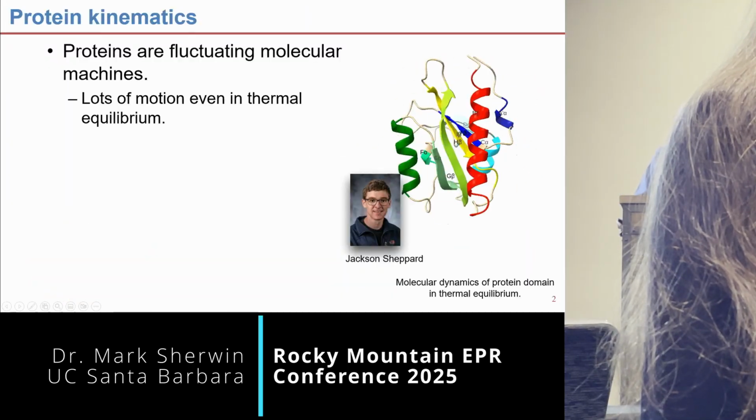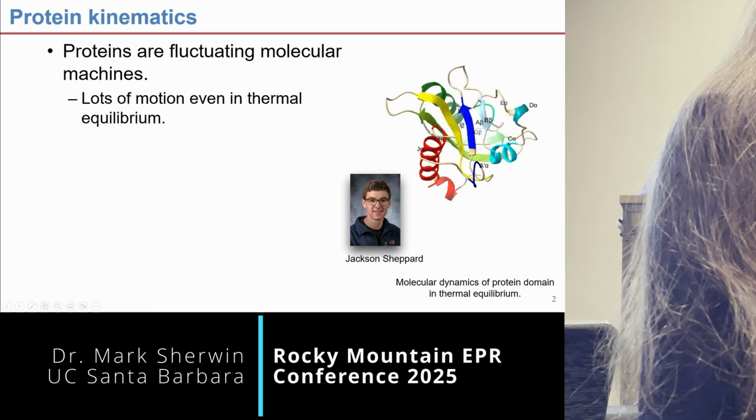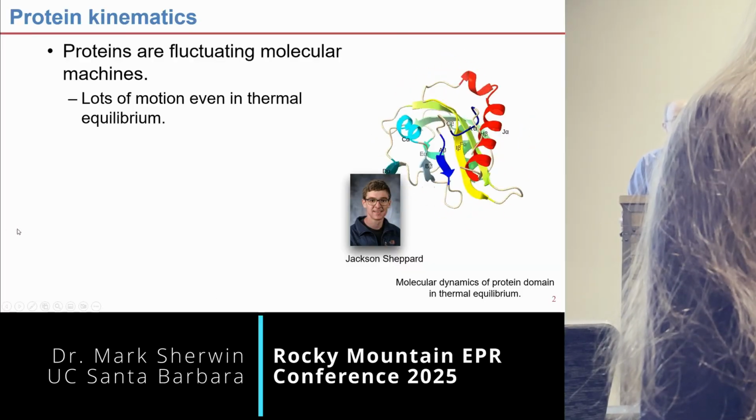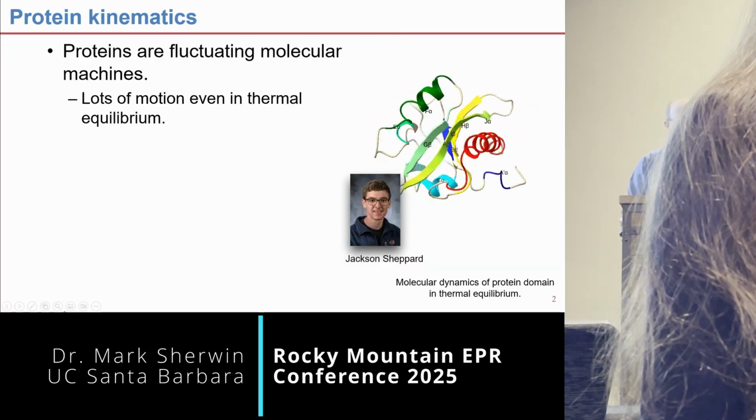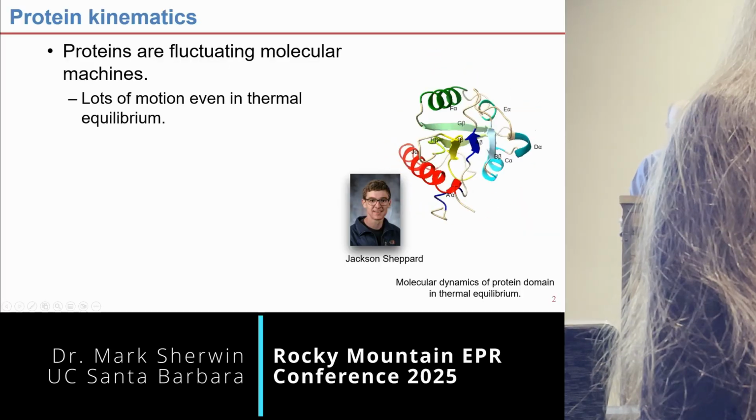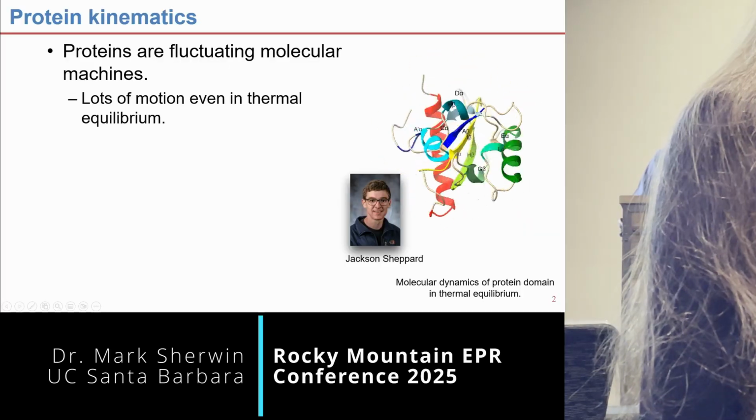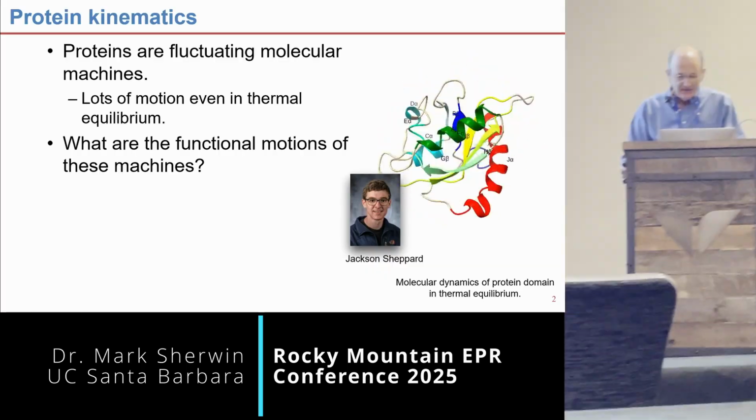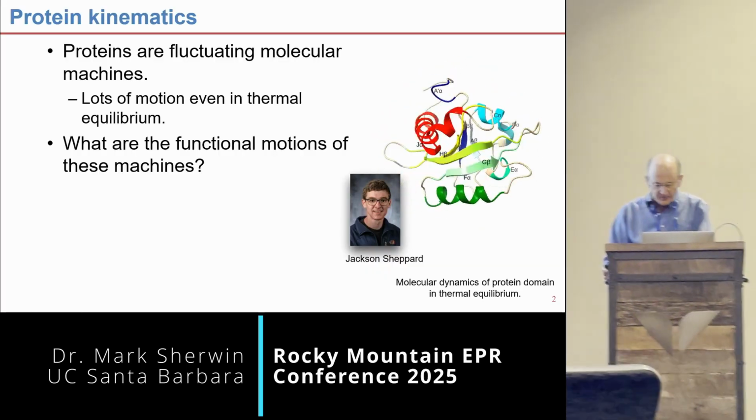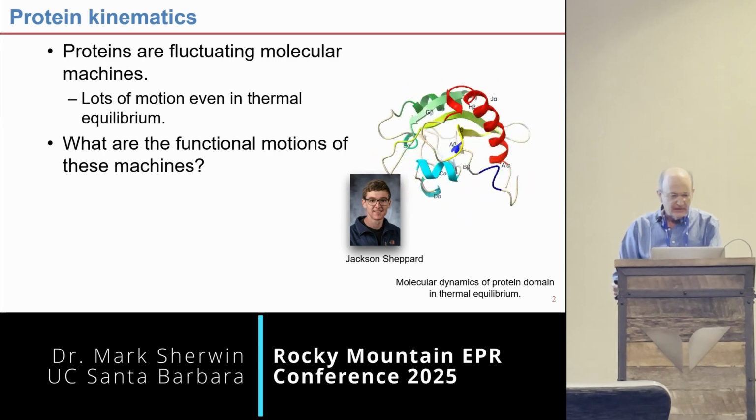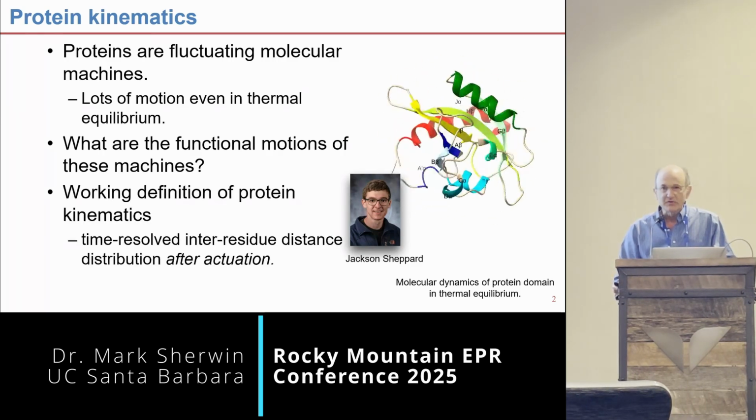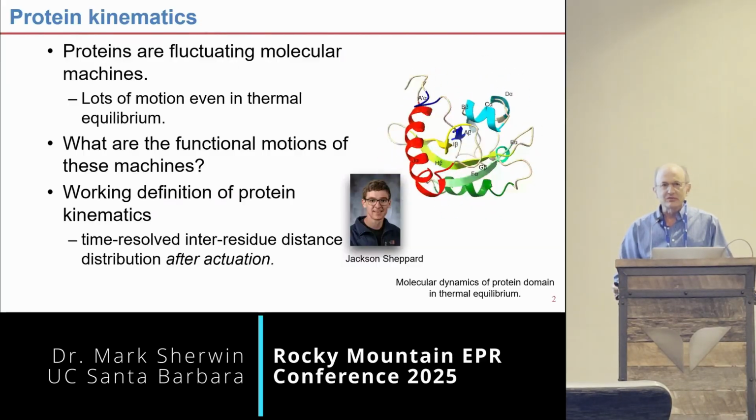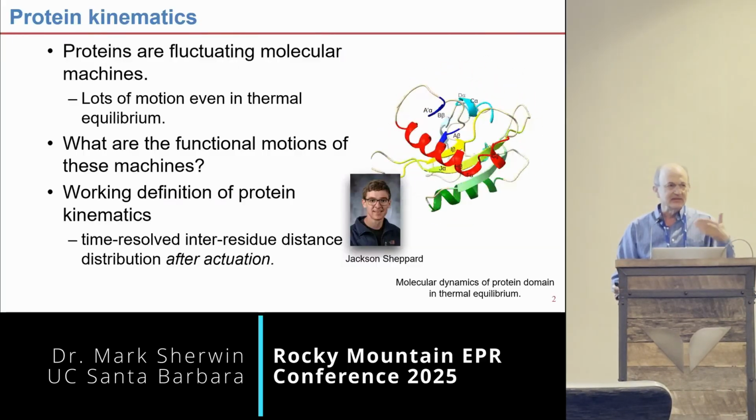So, proteins are fluctuating molecular machines. There's lots of motion even in thermal equilibrium, and many members of this community, Jack Fried and many others, have done beautiful work examining these motions. What are the functional motions of these machines? That's the question I'm interested in. My working definition of protein kinematics is time-resolved inter-residue distance distributions after the proteins are actuated.